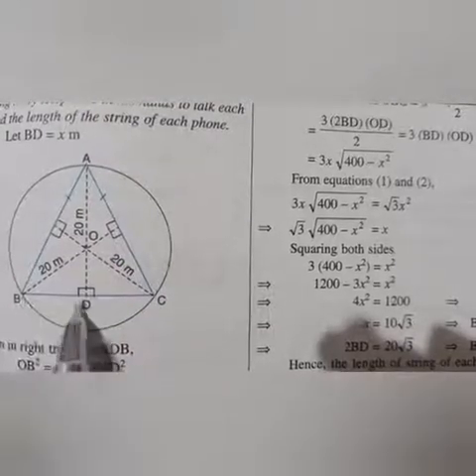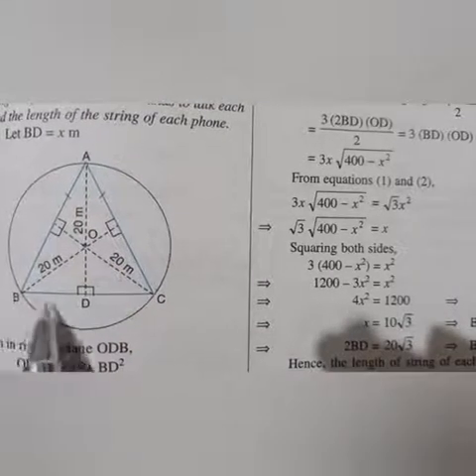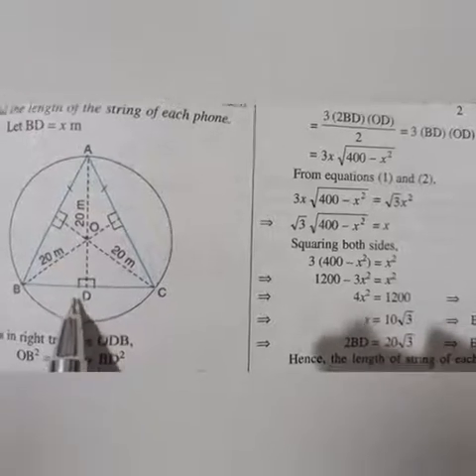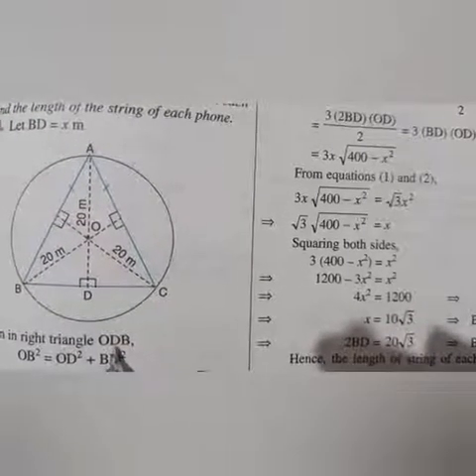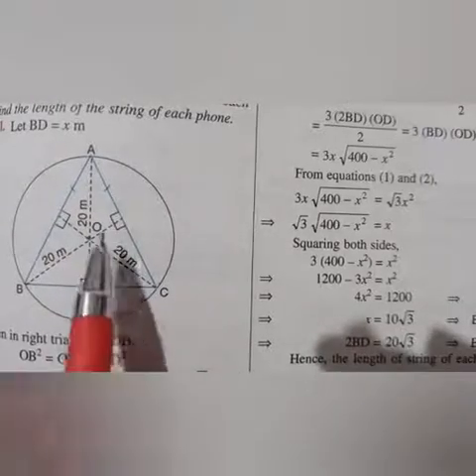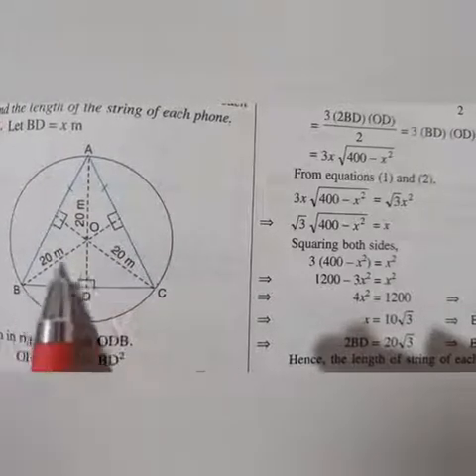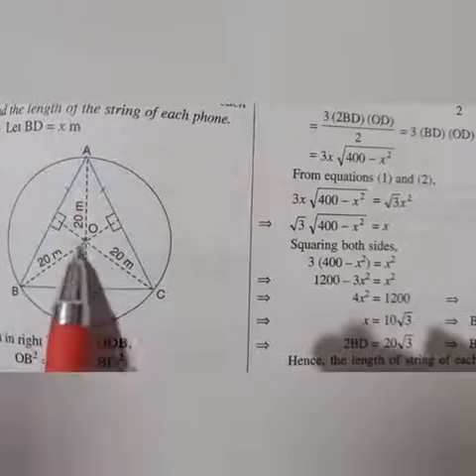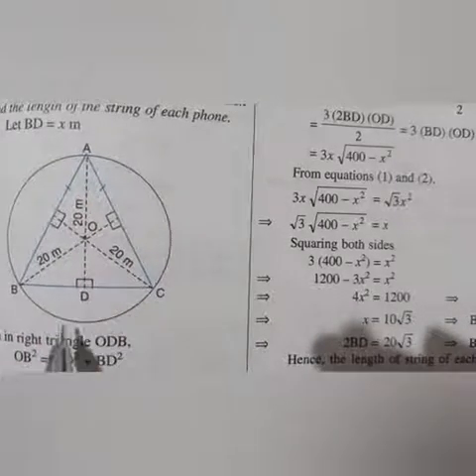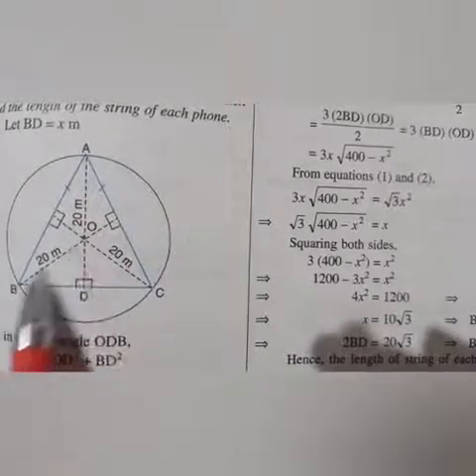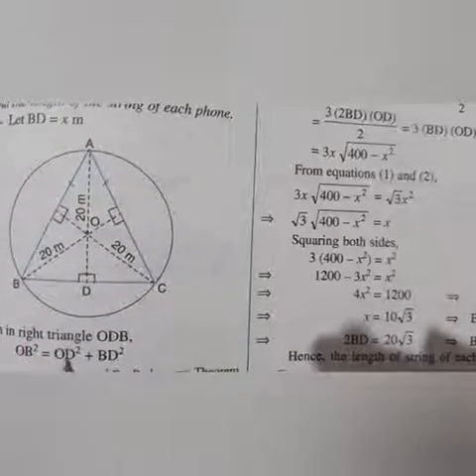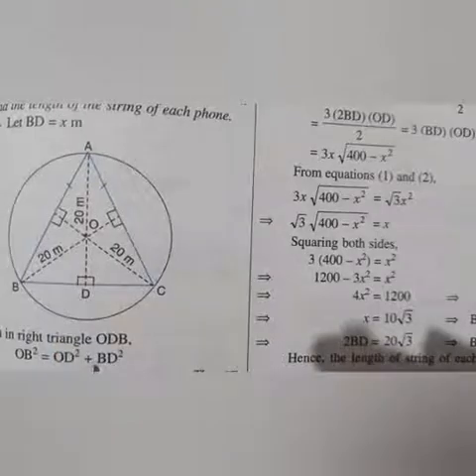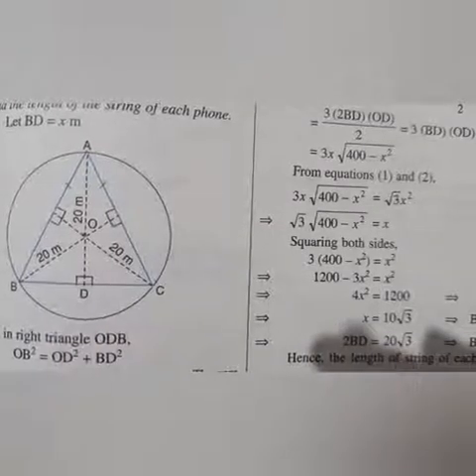BD equal to X meter. This length as X meter. Then in right triangle ODB, this small right triangle, OB square means the hypotenuse of this right triangle. So OB square is equal to OD square plus BD square according to Pythagoras theorem.